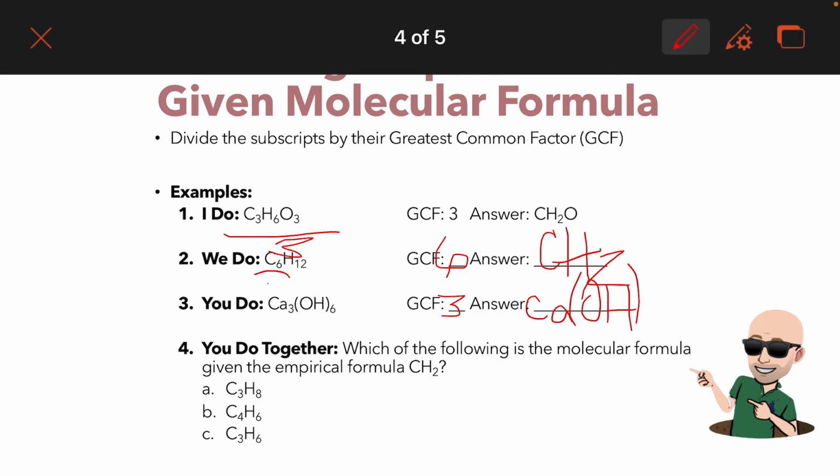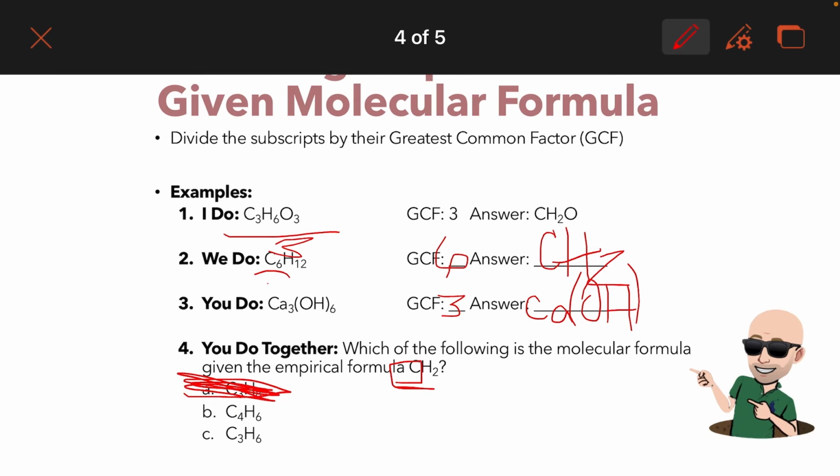All right, moving on. Let's check out some that we're just going to try together. Which of the following is the molecular formula if the empirical formula is CH2? So remember, simplest is CH2, which means it needs to be able to simplify down to this. So if we look at C3H8, that can't simplify at all. That is the empirical formula. So we're just going to say that is not it.